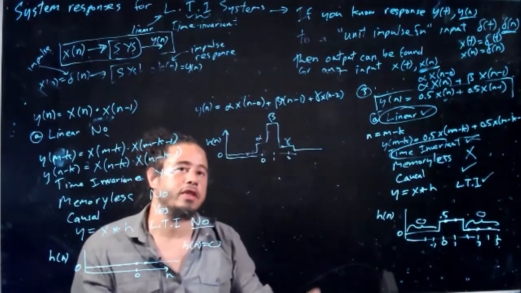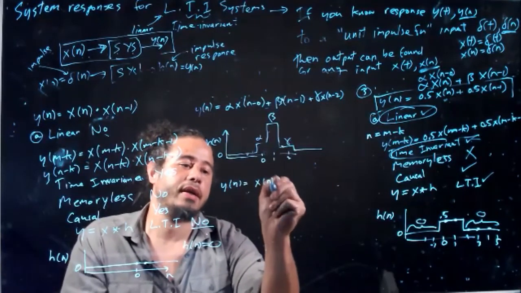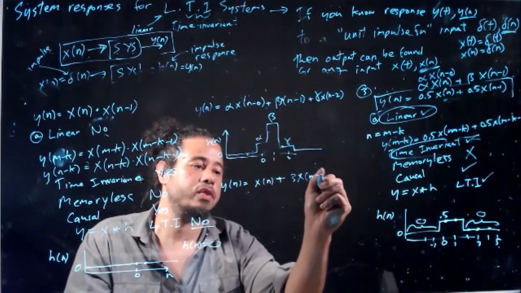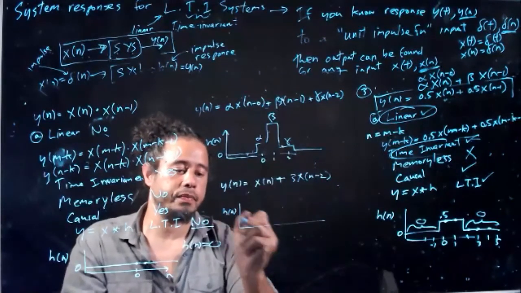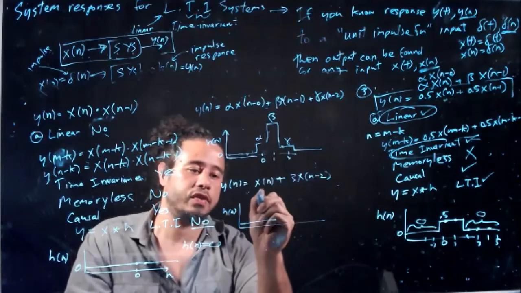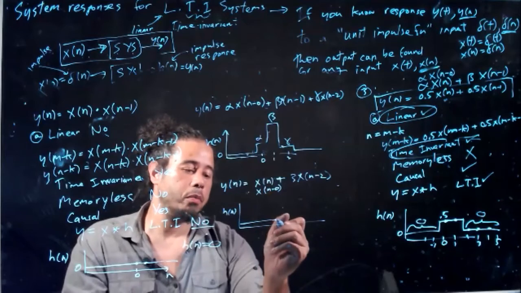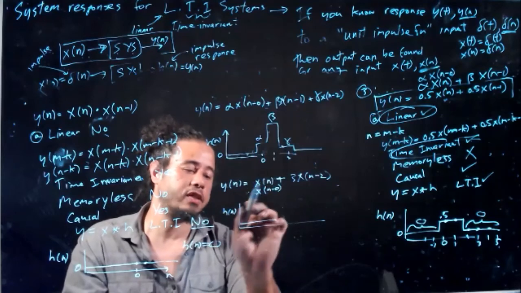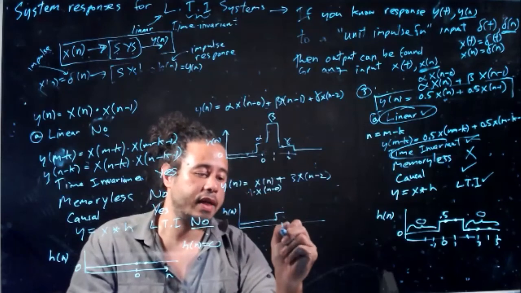So for instance, if I give you a real example, y of n is equal to x of n plus 3 times x of n minus 2. Then h of n would be equal to 0 at all times before. x of n, of course, is the same thing as x of n minus 0. So h of n would be 0 at all times before 0, and then at time step 0 it would be the coefficient of x of n, which is implied here to be 1. So it would have value 1 at time step 0.